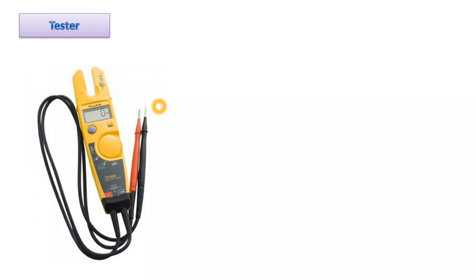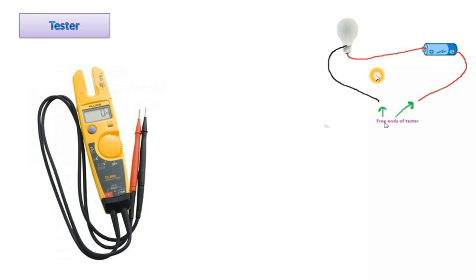Let's compare this tester with the simple tester which we created. You saw that we connected two terminals of a bulb to two terminals of a battery. But what we did, we didn't join them. We didn't join these two wires because we did not complete the circuit. So these two would be the free ends of the tester. Whichever substance we want to test, we connect these two free ends of the tester to that substance, right?